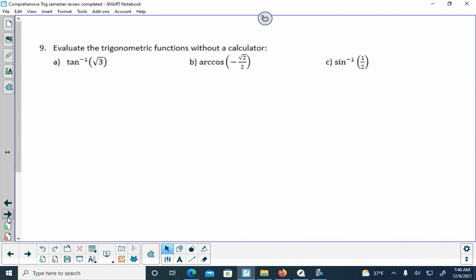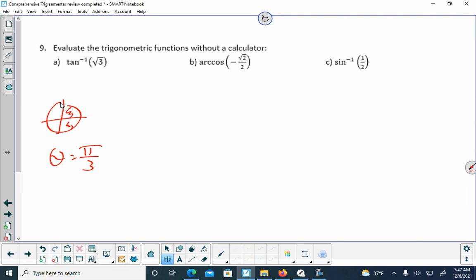Okay, so the first one that is not graphing is number 9. It says evaluate the inverse trigonometric functions without a calculator. So this is asking you to look on your unit circle, and it's asking you when is the tangent of x equal to the square root of 3. Because it's using this inverse notation, remember the tangent can only come from the first and the fourth quadrant. This happens to be positive, so it's going to come from the first quadrant. And so I'm going to say that theta is equal to pi over 3, because that's when the tangent is equal to square root of 3.